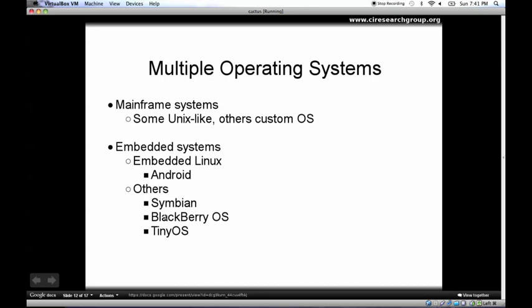There are a variety of players in the embedded systems market. However, that's presently dominated by Android, with Apple's iOS, which is based on Mac OS X, in close second. Others, Symbian, BlackBerry OS, TinyOS, are confined to smaller markets.